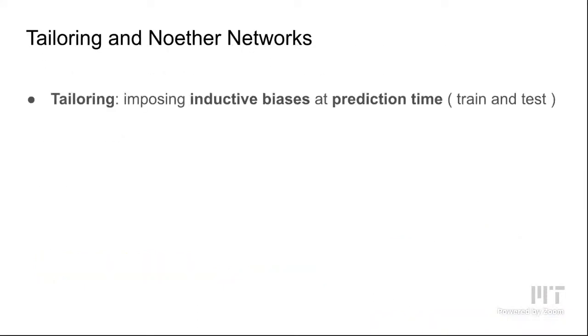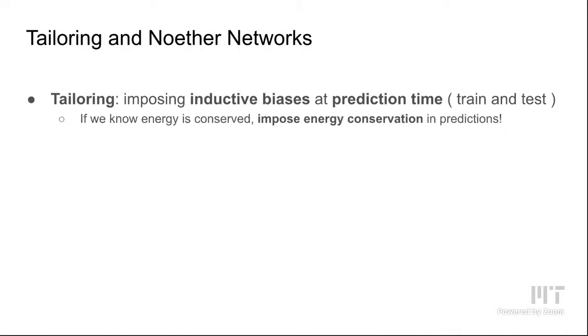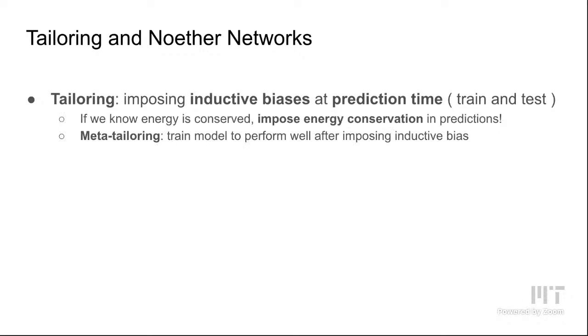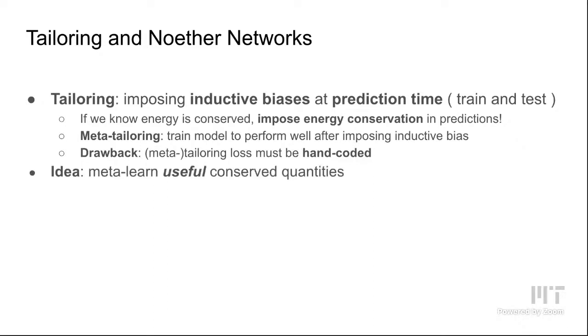We use the tailoring framework, which imposes inductive biases at prediction time, both while training and testing. Meta-tailoring is very similar, where we also adapt model parameters to perform well after we take this inner optimization step. One drawback, however, is that meta-tailoring losses must be hand-coded. So here, we aim to meta-learn these tailoring losses as useful conserved quantities.